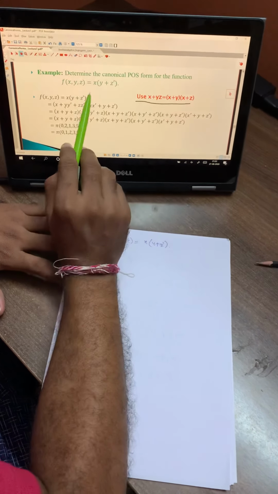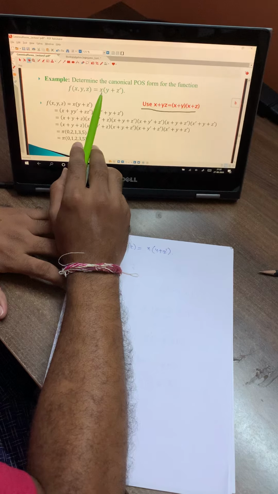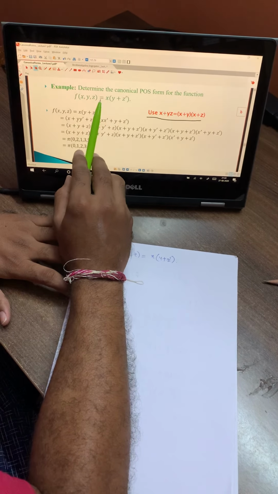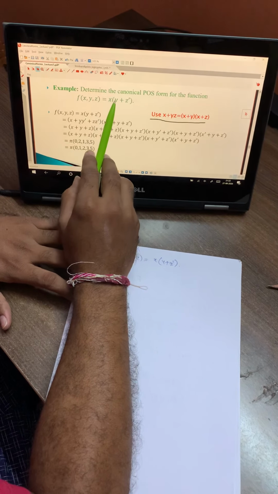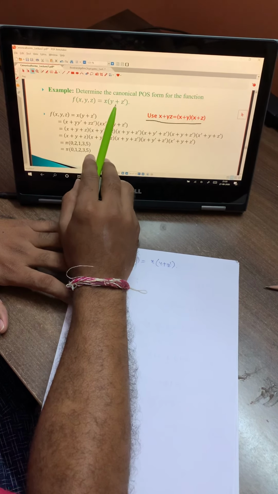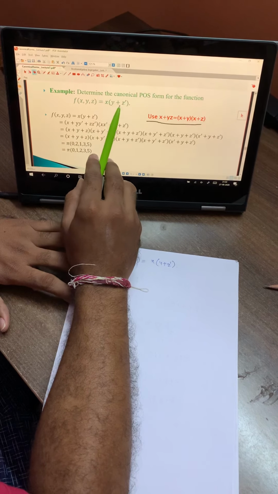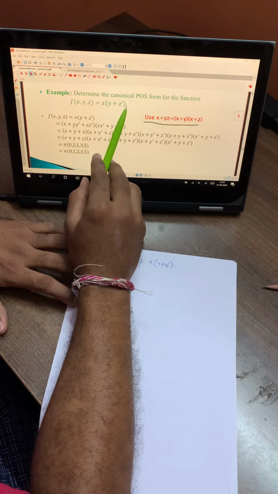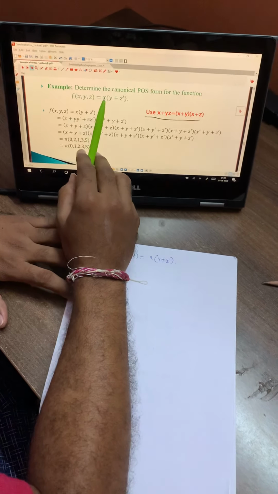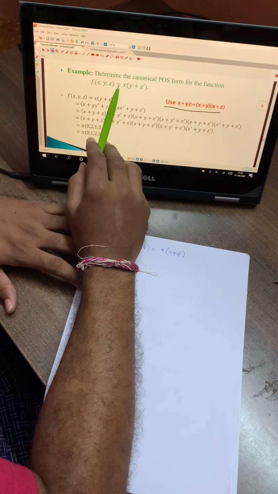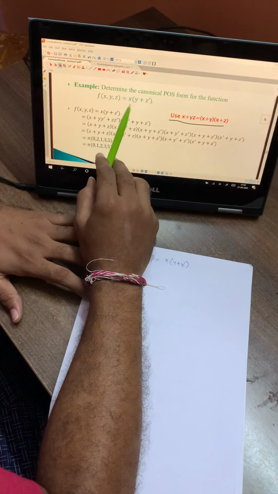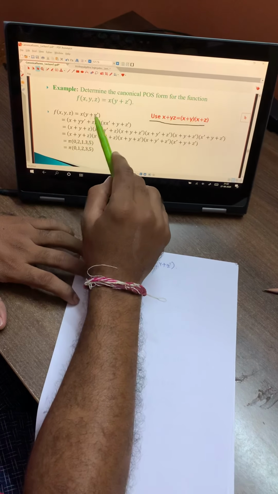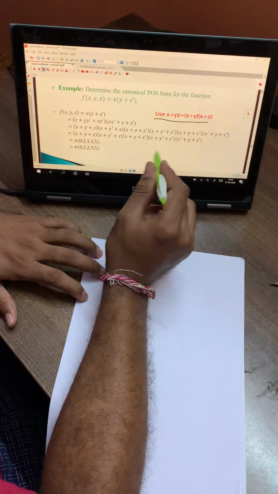How many variables are given in the expression? x, y, z. So each sum term should involve x, y, z. Here this term has only two variables, so it is missing the x variable. We need to standardize it and add some x term in this. Similarly, in this one it is missing y and z. So we need to manipulate this expression in such a way that the final expression contains all the literals.